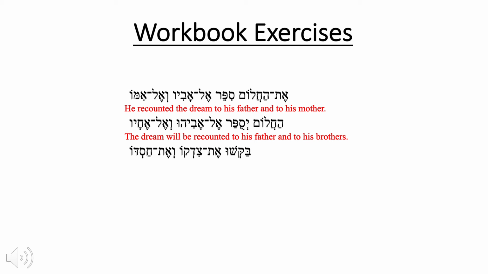The second sentence here is very similar to the first in that it appears as though we start with a fronted direct object. Hachalom, though, is not a direct object, it is actually the subject of the verb yesupar. We realize that this is a pu'al, which gives it a passive idea, so the dream will be recounted. It's future because it's an imperfect, the yod with the shva. The kibbutz underneath the samek tells us that this is a pu'al. We then have the double preposition with the 2 indications of where it's being told, to his father and to his brothers. What about the third sentence?